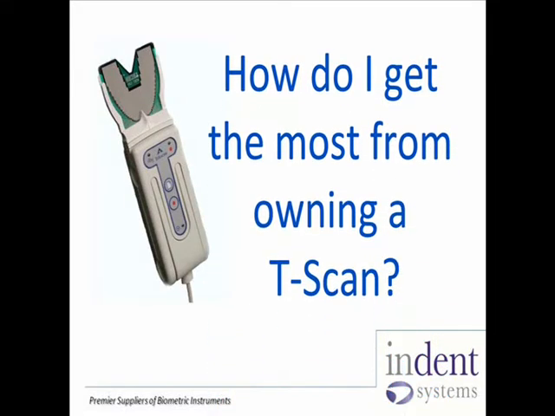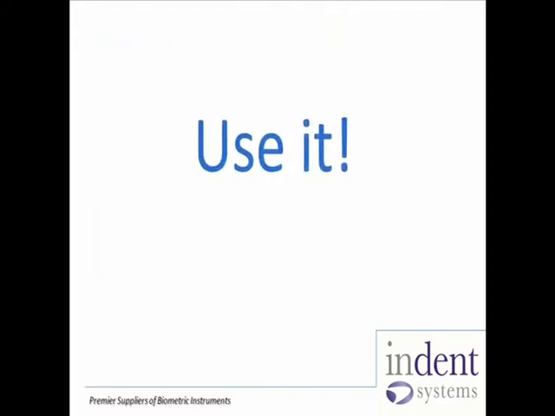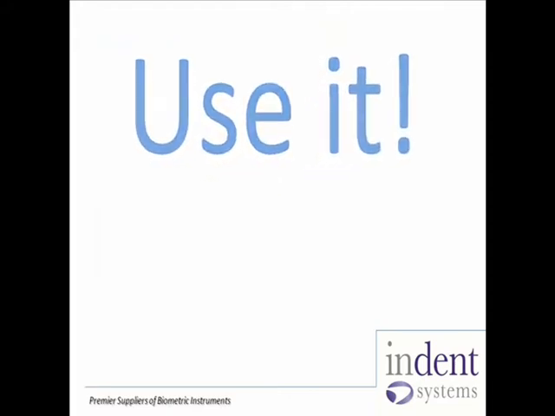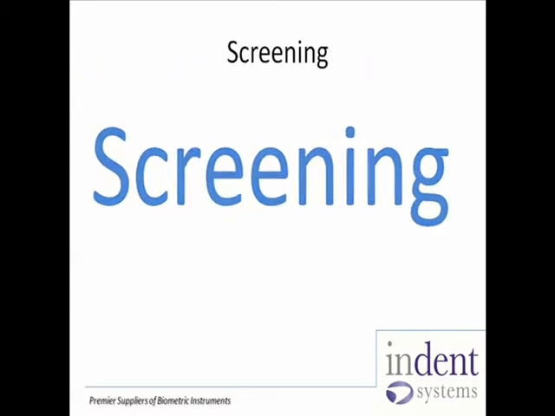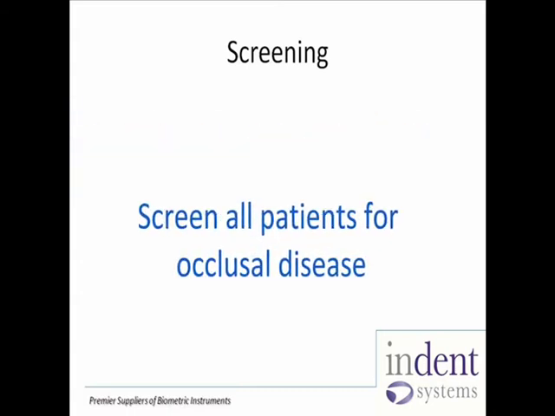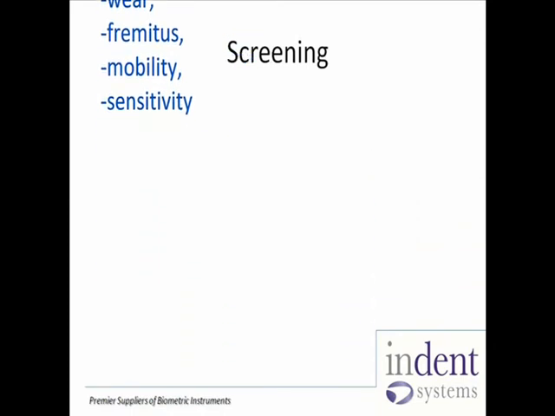How do you get the most from owning a T-Scan? Good question. The answer is use it. There are three areas where you can use a T-Scan effectively. One is screening. Screen all your patients for occlusal disease. Ask them some questions, take observations, take T-Scan data, and collect information.